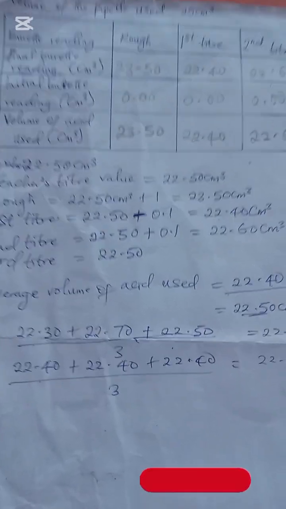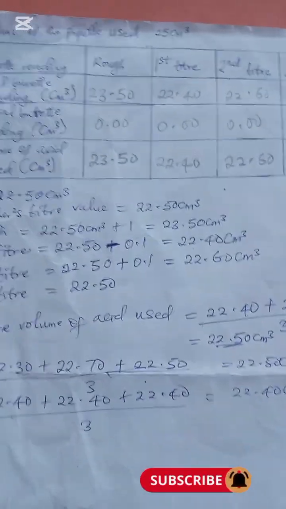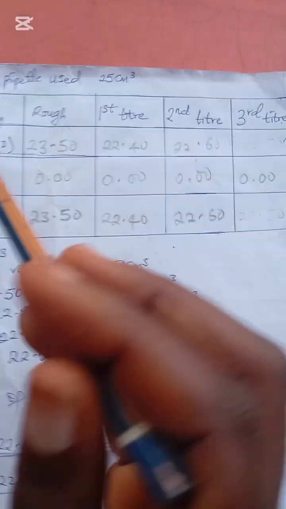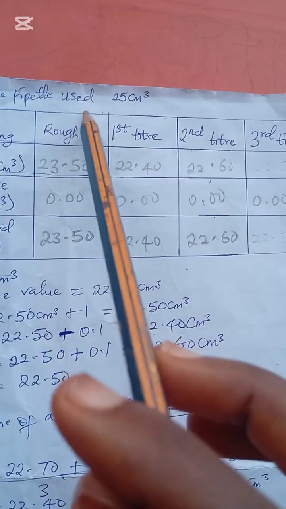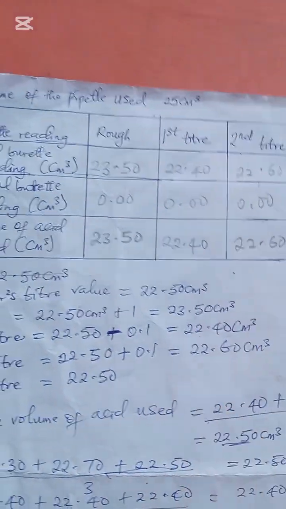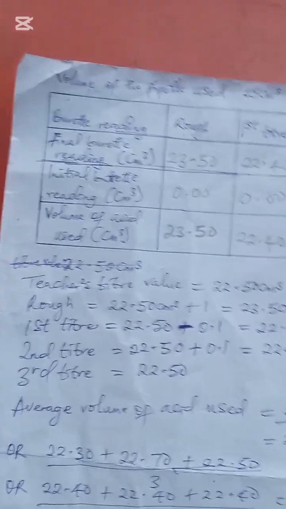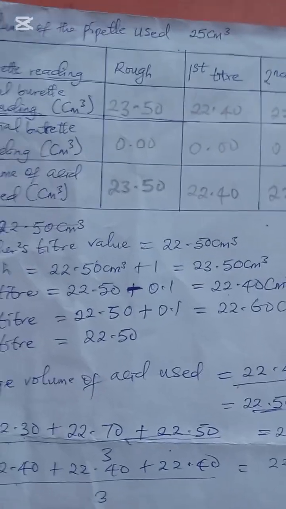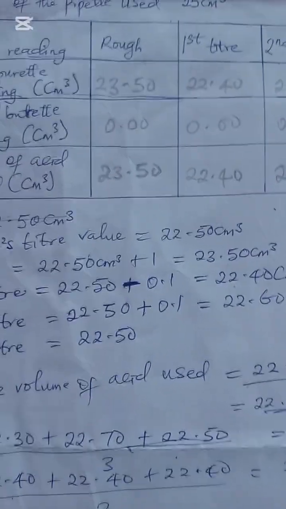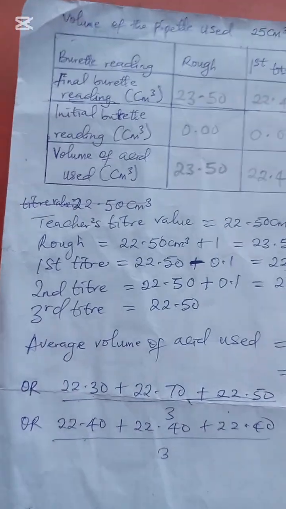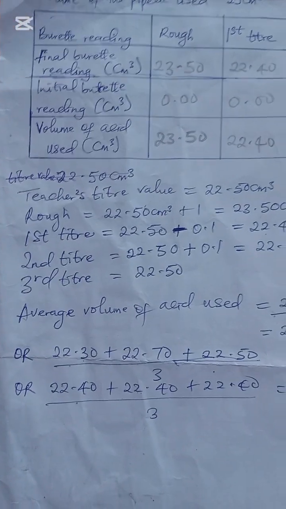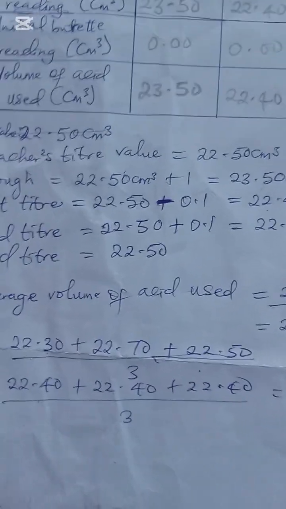You get? So you must indicate the volume of pipette used at the top of your table. See the volume of pipette used. For my school, the volume of pipette used is 25 cm cube. 25 cm cube is actually rampant in Nigeria. One school must have the same volume, either 20 cm cube or 25 cm cube, whichever way. So make sure that your values are concordant. That means the difference should fall within plus or minus 0.2.